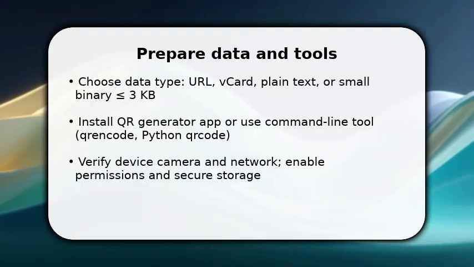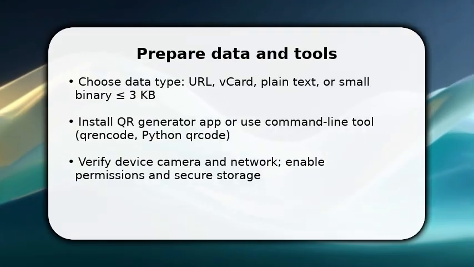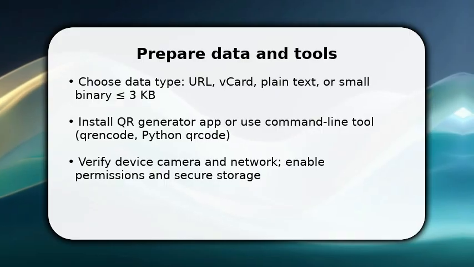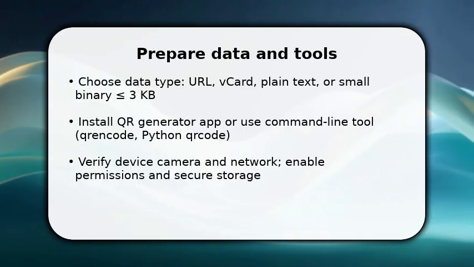You start by preparing the exact payload and tools. Decide whether you need a URL, contact, or short file. QR capacity limits size, so compress or host large files and use a link.